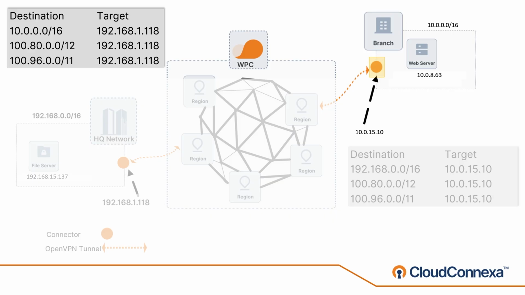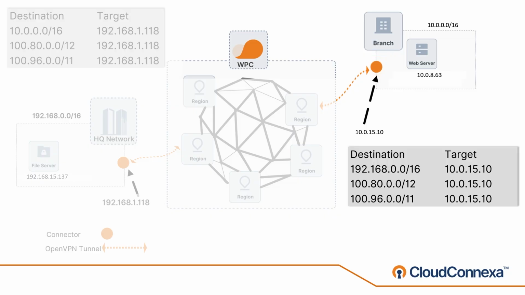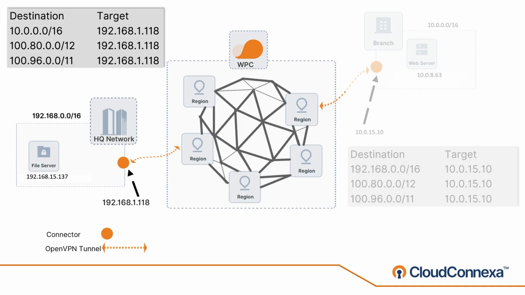CloudConnexa forwards the packet to the branch connector, which again acts like a software router. It receives the packet, recognizes that 10.0 subnet is a part of its local LAN, and sends it directly to the web server. The response then follows the exact same path in reverse, from the web server to the branch connector, through CloudConnexa, back to the headquarter connector, and finally to the original client.